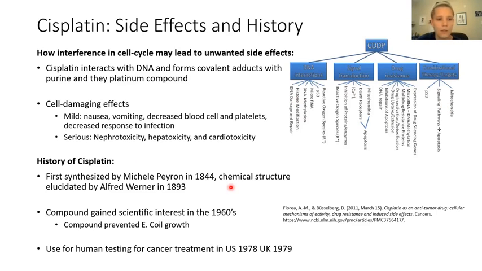So the history of cisplatin: it was first synthesized by Michel Peyron in 1844. The chemical structure was discovered further by Alfred Werner. Then there was a long period of time where not a whole lot was done with it. It regained scientific interest in the 1960s when they found that the compound prevented E. coli growth. And then its use for human testing for cancer treatment was approved in the US in 1978.